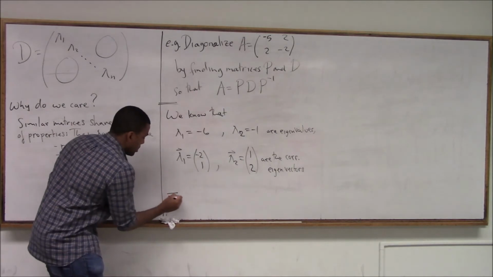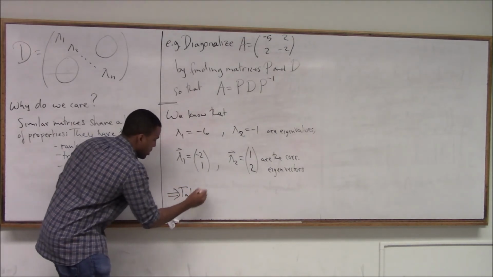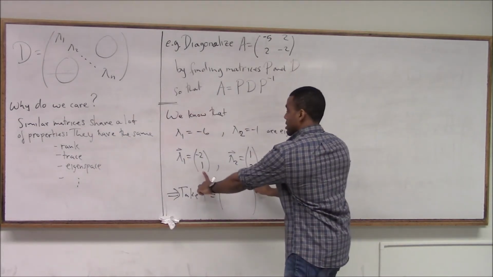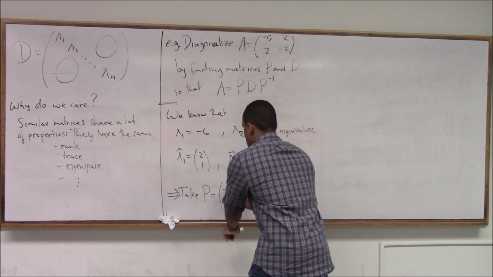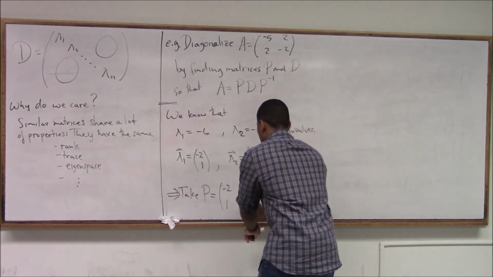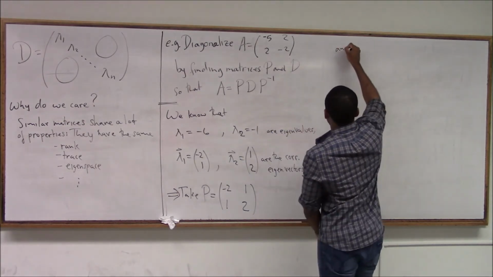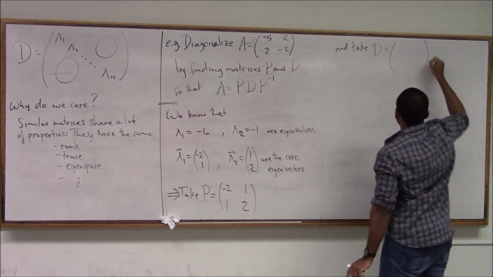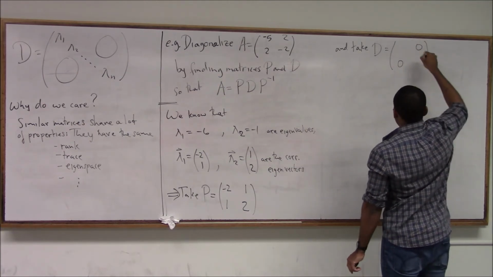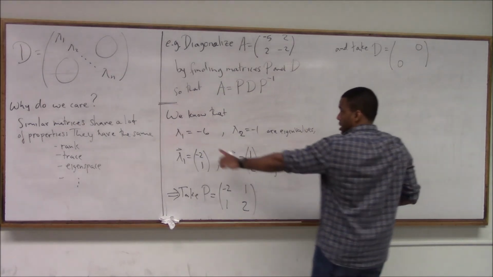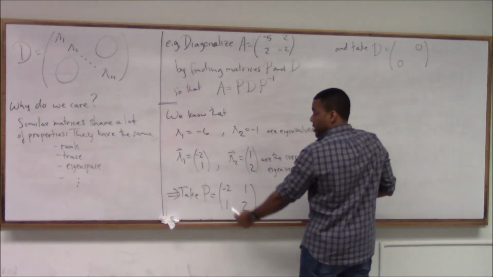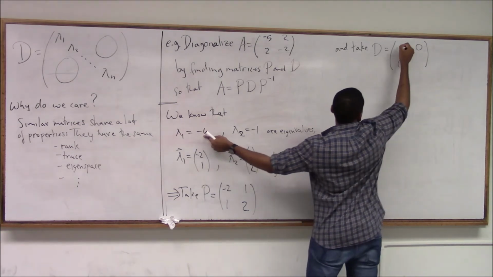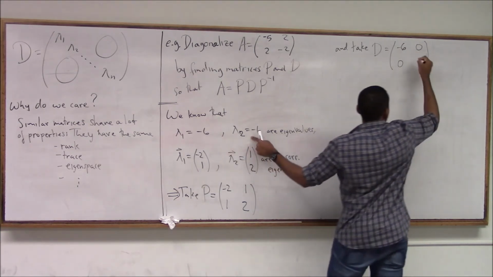So this means take P to be, and they're going to take these two guys and put them as the columns. [-2, 1; 1, 2]. And take D equals, it's going to be 0 here and here on the main diagonal. I'm going to line up the corresponding eigenvalues. So the eigenvector in the first column has to correspond to the eigenvalue in the first row. So that's going to be minus 6, and then minus 1.